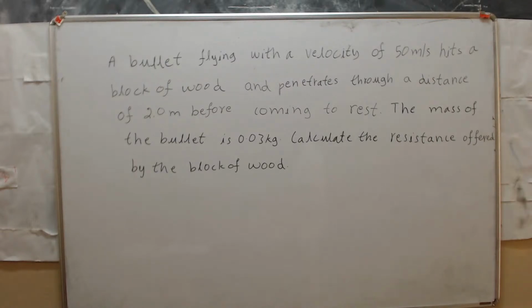A bullet flying with a velocity of 50 meter per second hits a block of wood and penetrates through a distance of 2.0 meter before coming to rest. The mass of the bullet is 0.03 kg. Calculate the resistance offered by the block of wood.